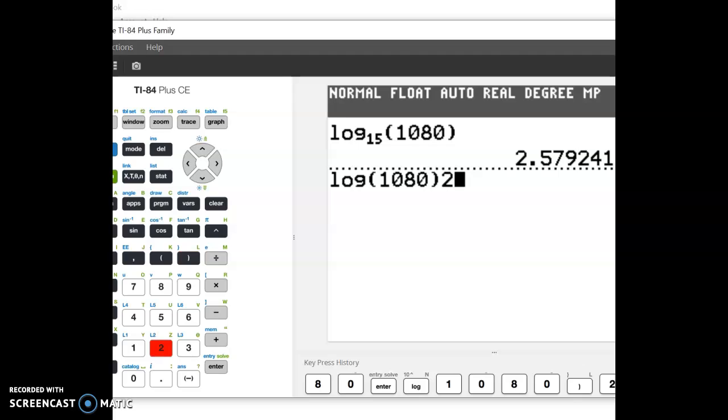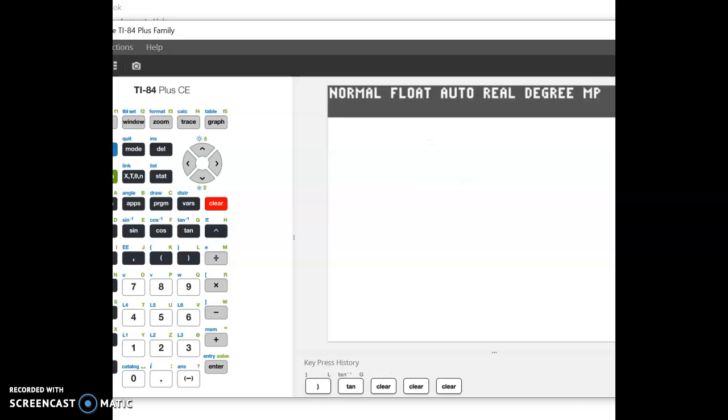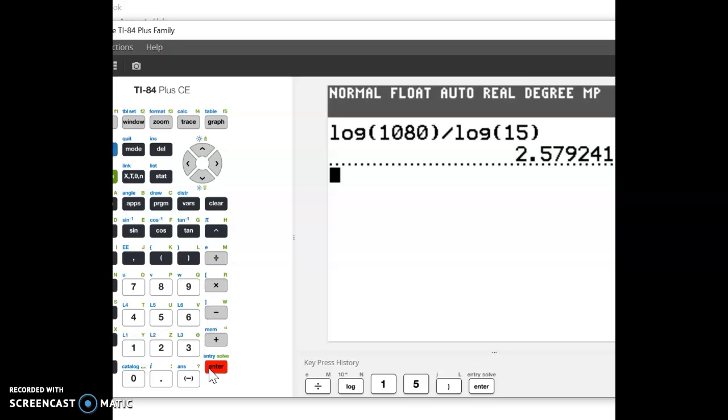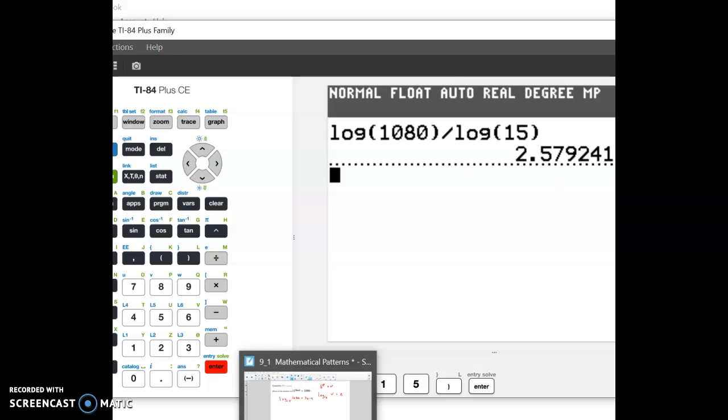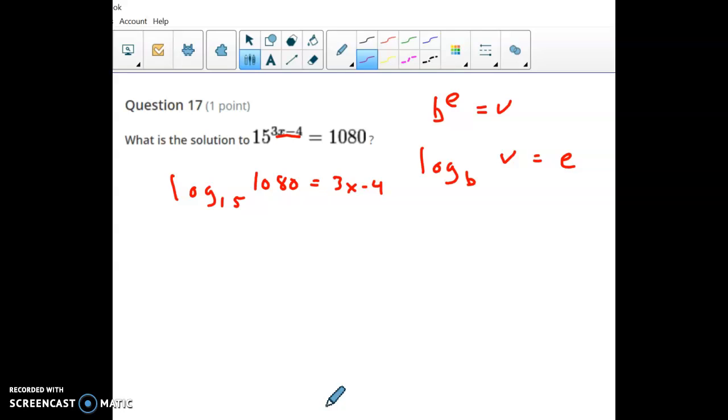and then divide that. Oh, sorry, messed that up. I'll do this one more time. The computer keeps glitching. Log of 1080 divided by log of 15. Okay, and sorry, I didn't cut it off actually too much. It's 2.6. So on this hand side, we get 2.6.